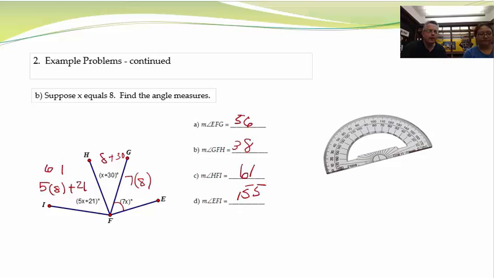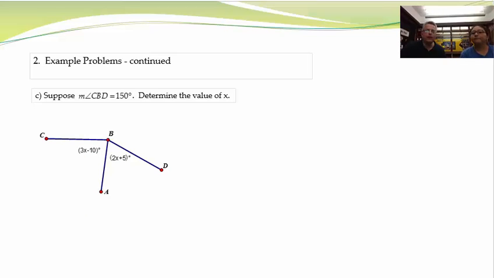So let's move on. And here we have two adjacent angles again. This time they don't give us a value of x. They give us what one of the angles is, and the problem is to find x. So let's say, suppose the measure is CBD. CBD is the entire angle right here. They say, suppose that whole thing is 150, find x. So we have to add these together and set it equal to 150. The measure of this angle plus the measure of this angle equals 150. So 3x minus 10. I don't really need the parentheses here. That's just showing me that all of that is degrees. Plus 2x plus 5, that's the second angle, is supposed to equal 150.